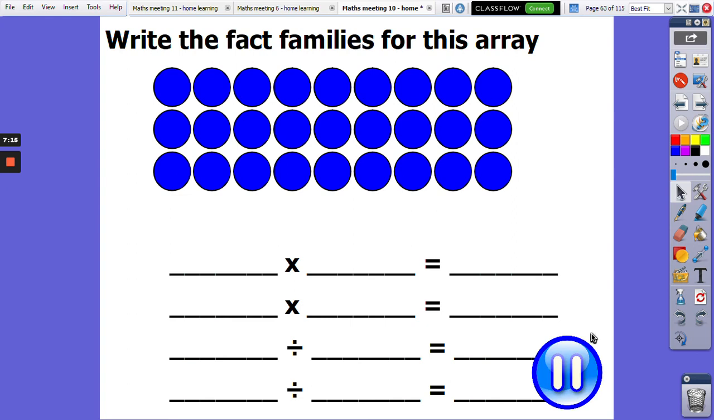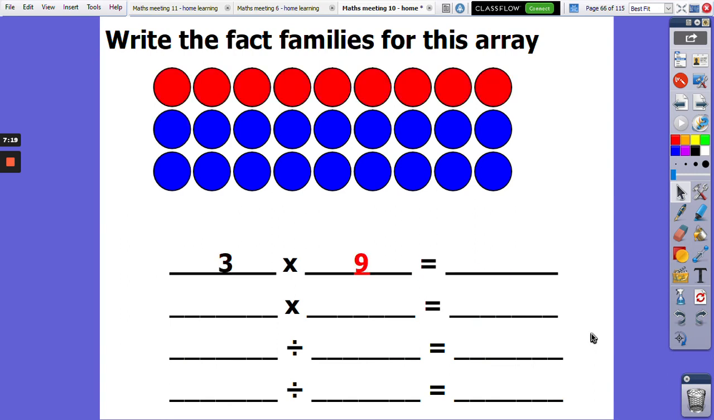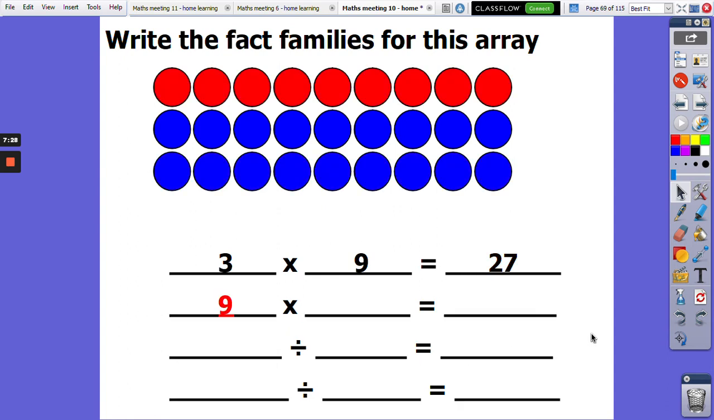Okay, let's make a start, shall we? So what do we got here? We've got 3 multiplied by 9. 9, 18, 27. So we've got 3 times 9 equals 27. What else have we got? We've got 9 times 3. 3, 6, 9, 12, 15, 18, 21, 24, 27. 9 times 3 equals 27. Okay, there are 2 multiplication calculations.